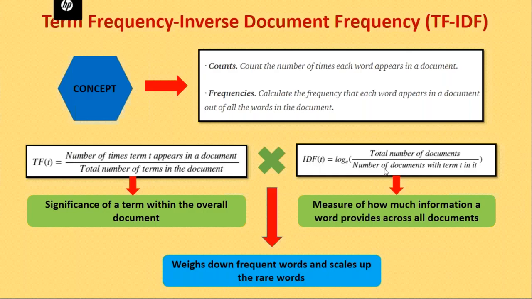So the IDF for these stop words will be 0, because the total number of documents will be 10 divided by the number of documents with the term T in it. This also will be 10 because it is the most frequently occurring word. Therefore, a log of 1 will be 0, and you are multiplying 0 with the term frequency. So the IDF is the weighting term. You will measure how much information a particular word provides across all the documents, and you will weight it with respect to the term frequency.